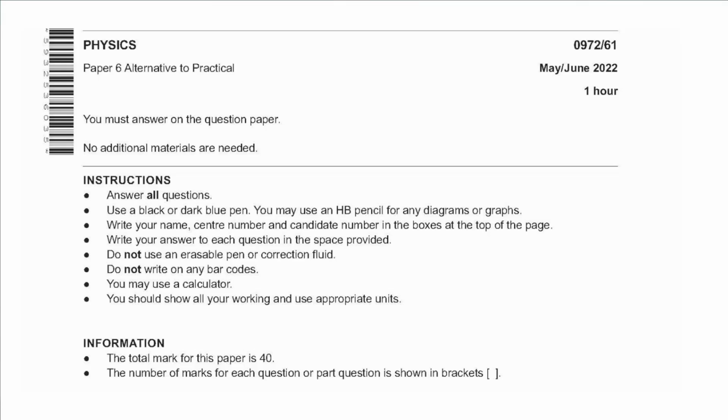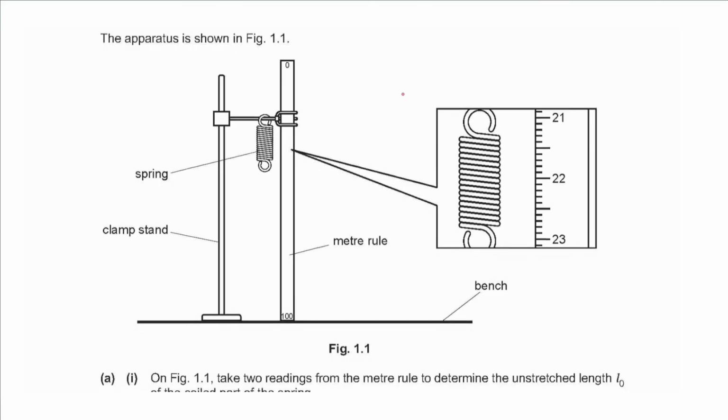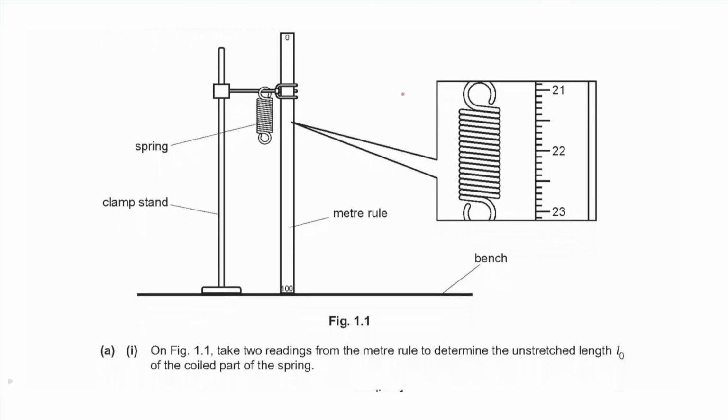In this video I will be solving the paper 6 exam for May-June 2022 variant 1. So let's get started. Question 1 says a student investigates the stretching of a spring. The apparatus is shown in figure 1.1. We have a spring on a clamp which is holding a meter rule.